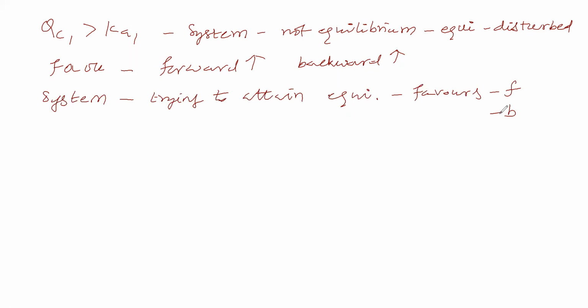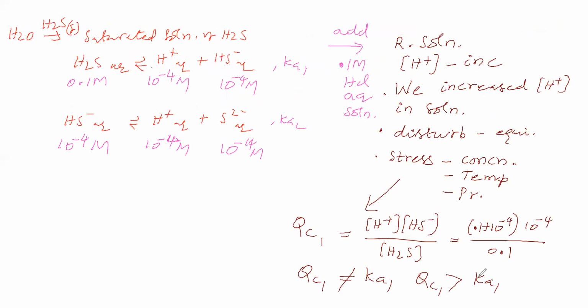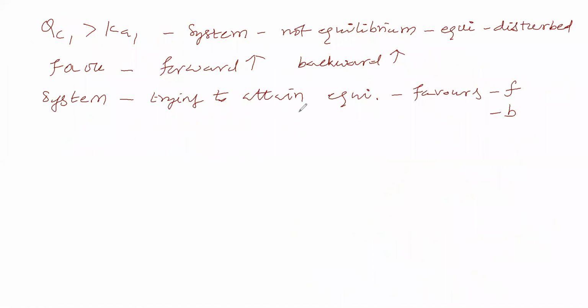Now here we said QC1 is greater than Ka1. Now system is not at equilibrium. System is trying to attain equilibrium. Trying to attain equilibrium means system makes QC1 to be equal to Ka1, or what? What do you say?